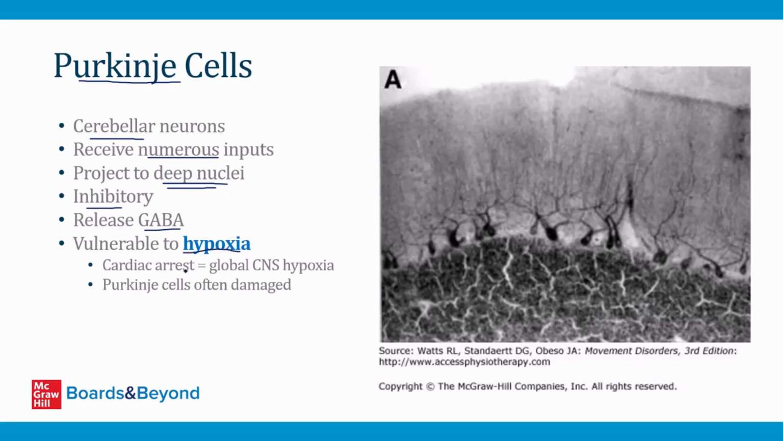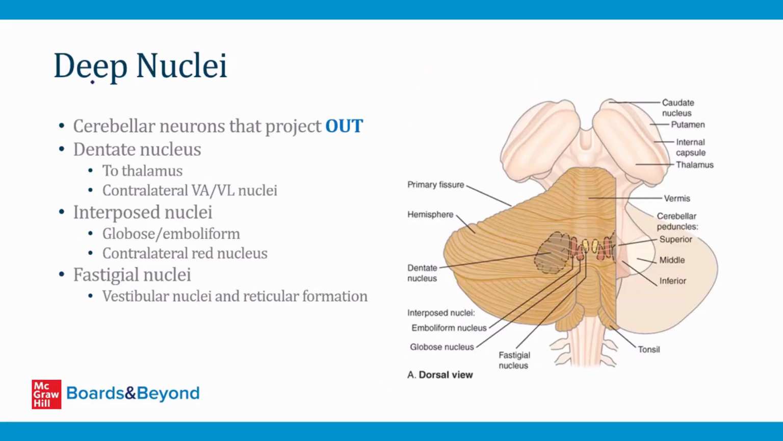And one special thing to know about the Purkinje cells is that they're highly vulnerable to hypoxia. So for example, when patients suffer a cardiac arrest, there's global central nervous system hypoxia. But some cell types are more vulnerable to cell death in that setting than other cell types. The Purkinje cells are a cell type that's often damaged in patients who have global hypoxia, and that's because they're uniquely susceptible to a lack of oxygen. And then the deep nuclei, as we've already discussed, are cerebellar neurons that project out of the cerebellum.